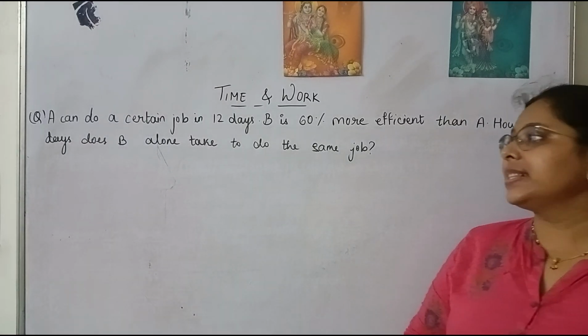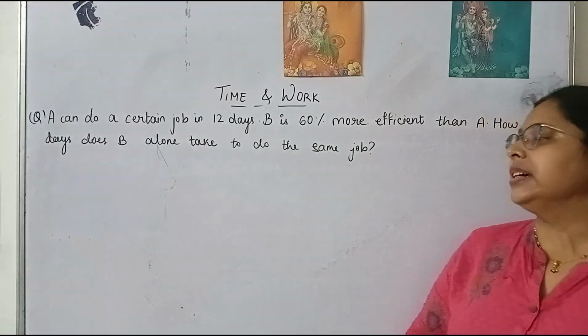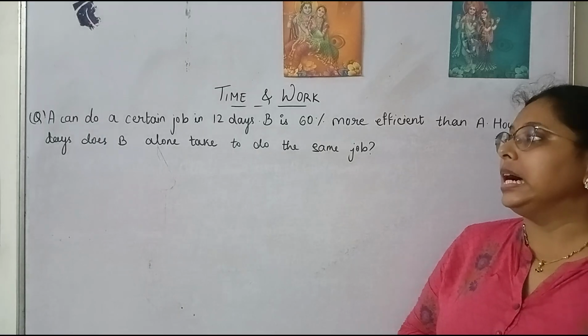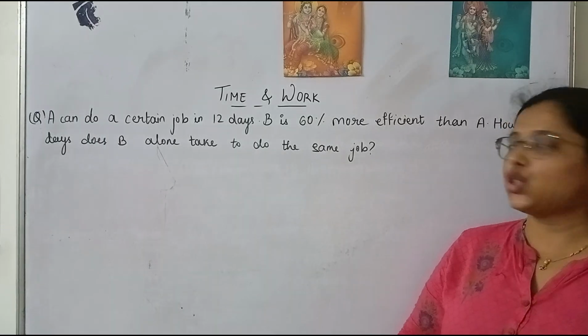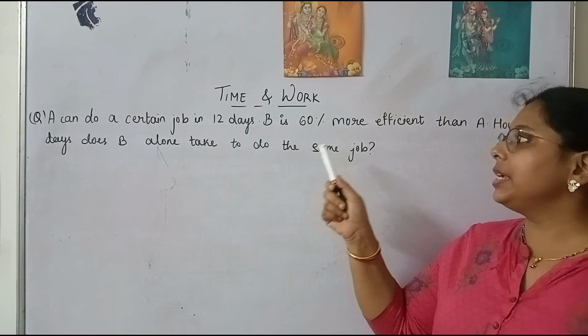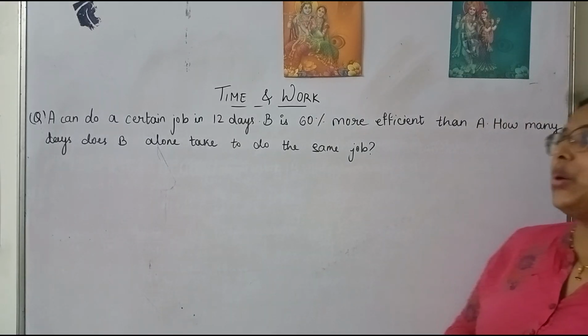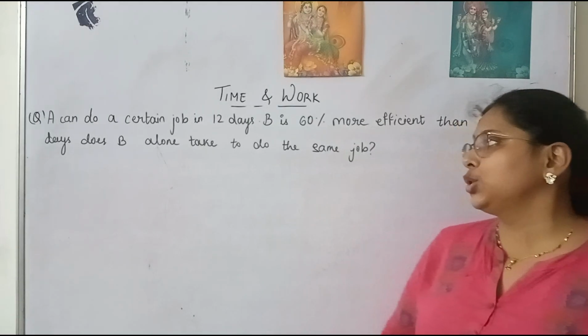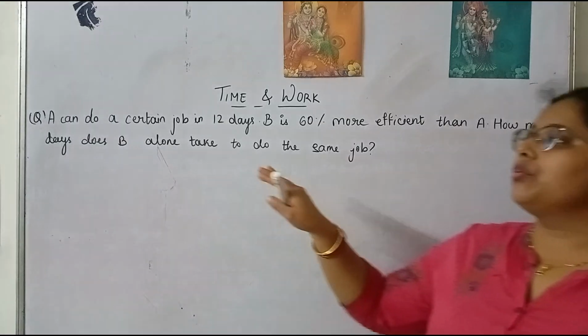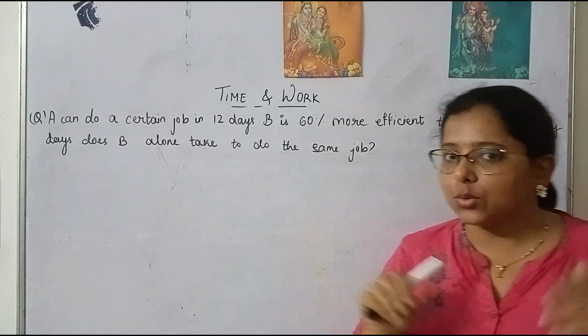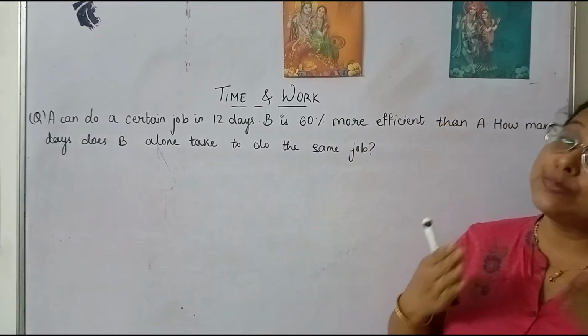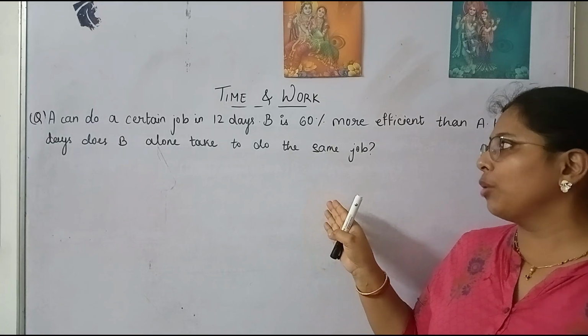So, hello, friends. The question here is of time and work. A can do a certain job in 12 days, and B is 60% more efficient than A. How many days will B alone take to do the same job? For A, we know how many days it is going to take. We have to find how many days B will take to do the same job.